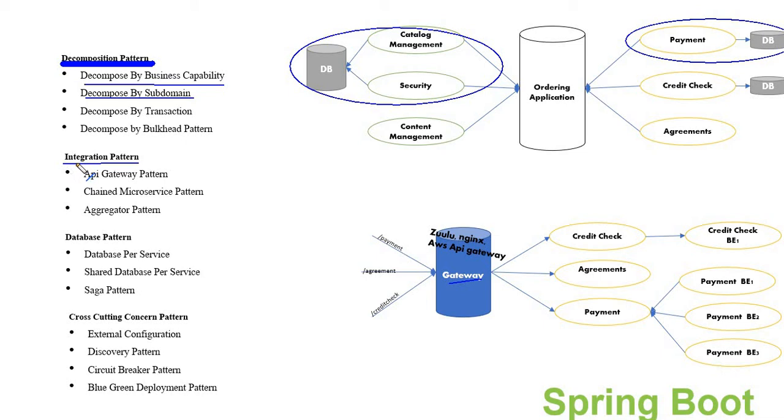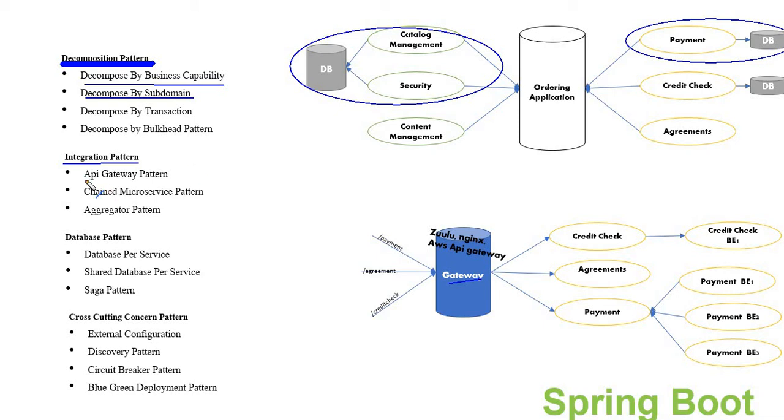Next we can discuss the integration pattern. Integration pattern is about how we are planning to integrate between different layers. For example, how I am going to connect the client request to the respective microservice, or how I am going to connect one microservice to another. So this is about how to integrate the different layers in our application.